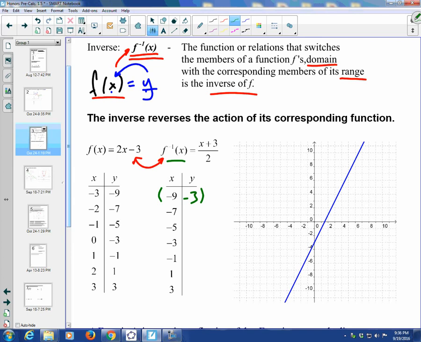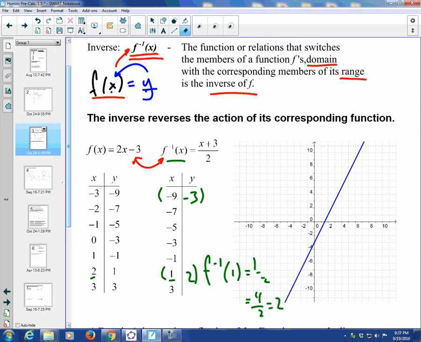Right here, if we plug in the x value of 1, we should get back the y value of 2 for the inverse. So we can say f inverse of 1 is going to be 1 plus 3 divided by 2, which is 4 divided by 2, which gives us 2. And so we have the ordered pair (1, 2), which is, of course, the inverted ordered pair of (2, 1) for f.